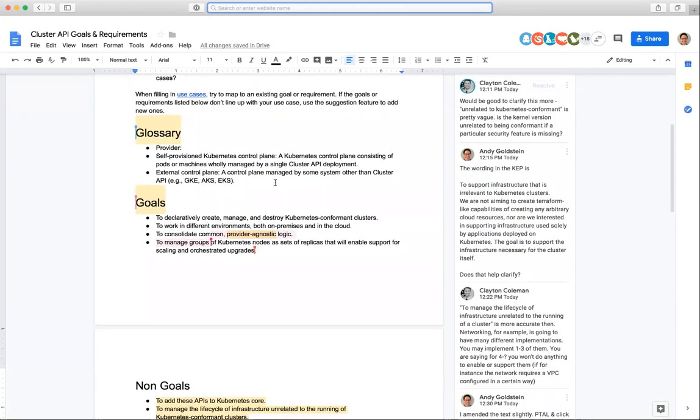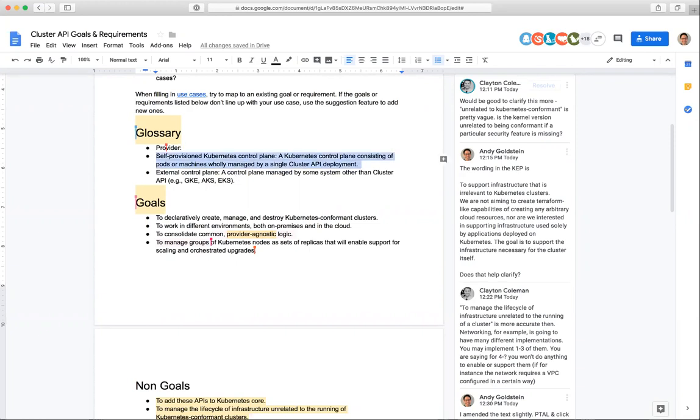I can read them. So provider, I know Clayton had a question as to, in one of the goals, we talk about provider agnostic logic. And so there was a question around what is provider. I think probably infrastructure provider here in terms of being able to provision machines and related aspects, but I'll fill that in later, or if anybody has suggestions, please feel free.